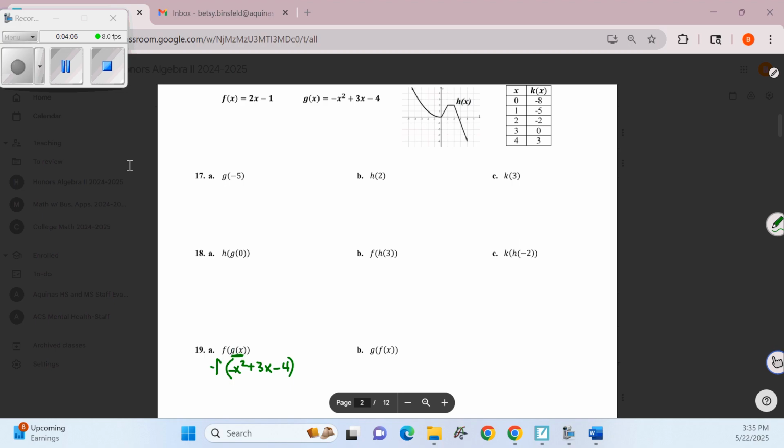So we're really finding F of -X squared plus 3X minus 4. So replacing G of X with the actual function. That means that now we're going to go up to our function F.